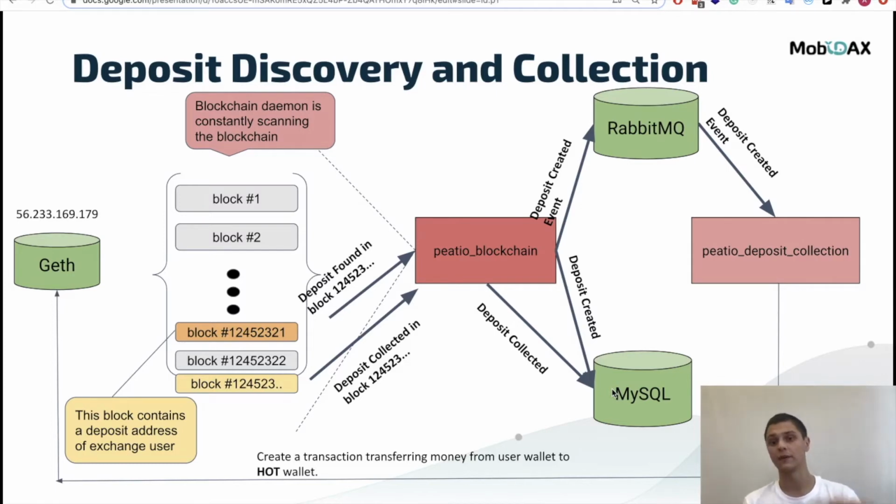So previously the deposit was created, now the deposit is collected. This is the final state of a deposit. It was discovered and submitted and collected now. So now we can work with these funds because they are already submitted to a user account. We have them on our hot wallet. The user can do his trades, whatever he wants. We already have them on the hot wallet. It's all good.